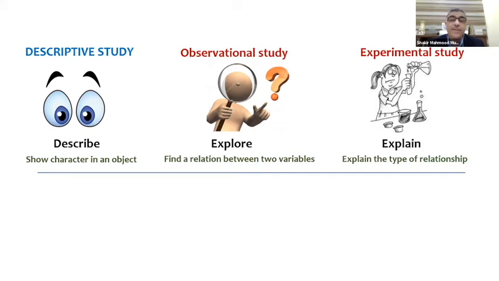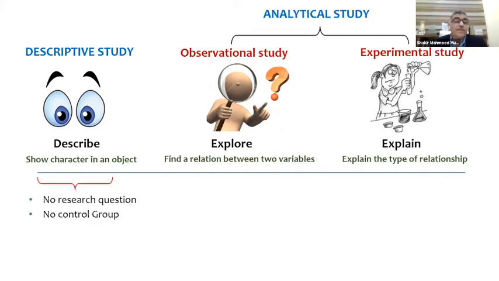Experimental and observational study constitute part of analytical study. So basically we have a descriptive study where we only describe things, and analytic study when we think and try to find a relation or correlation between variables. For descriptive study, there is no research question, there is no hypothesis, and there is no need to have a control group, as we are going to see.